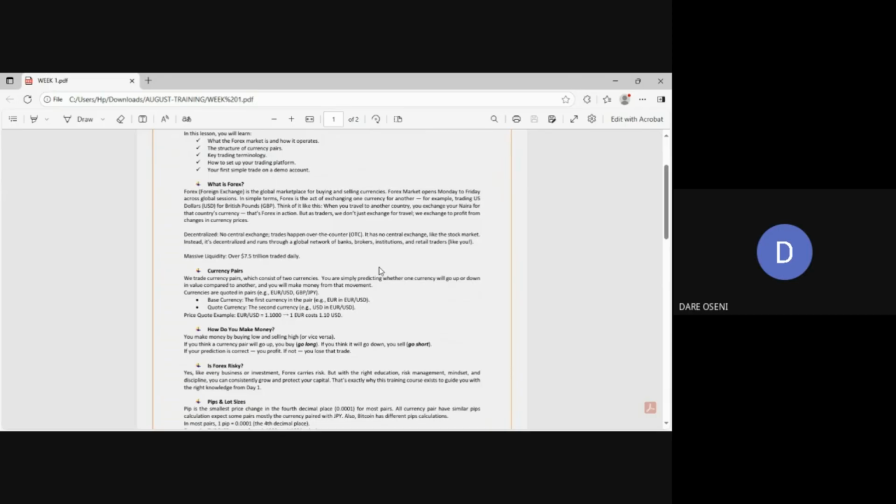Okay, the changes in price is what we make money from. The changes in price between the two currencies, that's what we determine. Let's sell or let's buy.